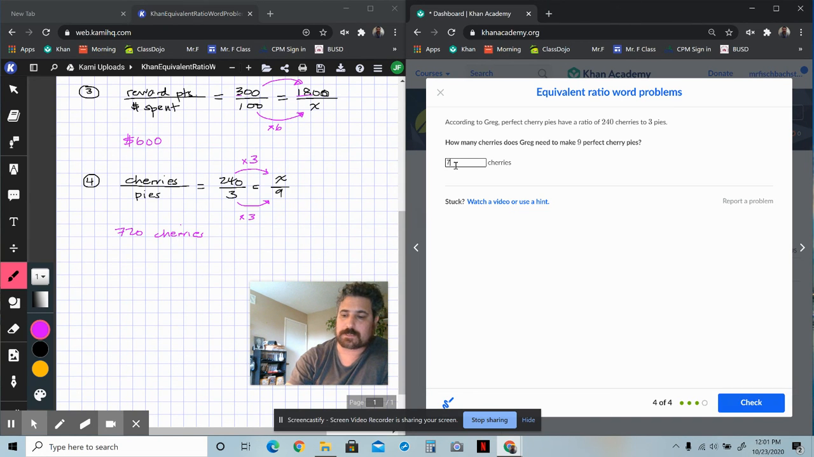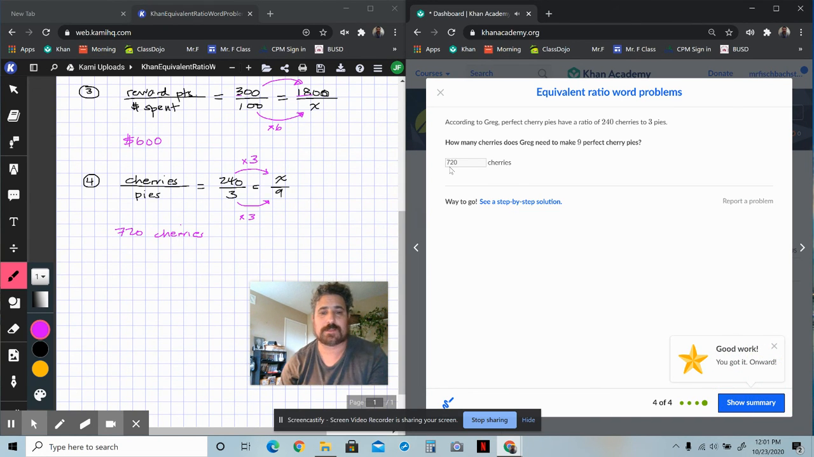So 720, and that's how you do these problems. The only important part here is to make sure you realize what the category on top is, what the category on bottom is. Make sure that category stays consistent, right? So if it's cherries to pies, cherries are on top, pies are on bottom. That's it.